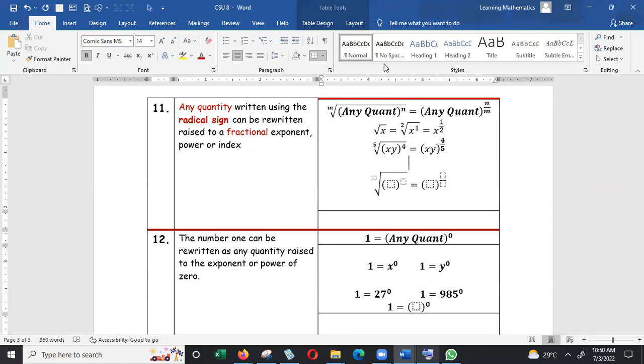As a routine, always have a pencil and a paper in hand to put pen, pencil to paper when you are viewing a mathematics video.